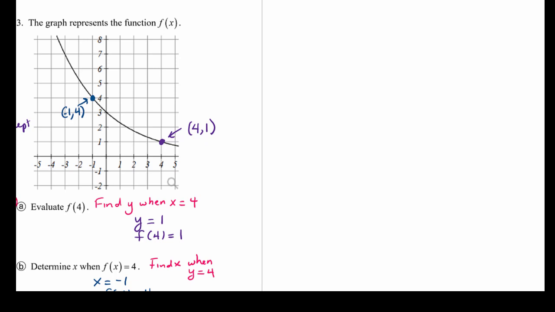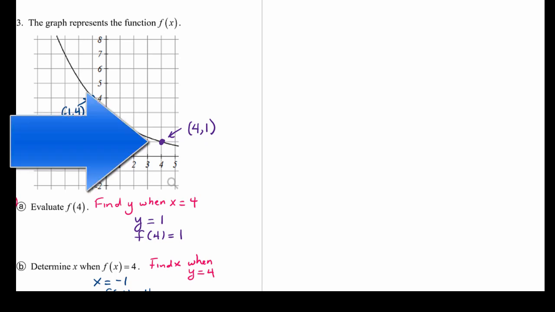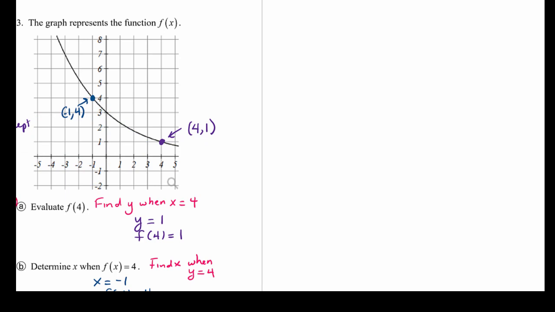Okay, so in part A, we are asked to evaluate f of 4, which basically means that when x is 4, what is y? I went up here to the exponential function. By the way, this is a decreasing exponential function. So we went up to the graph and we located where x was 4, and that's the purple point that I have here. And notice then that the y value is 1. So f of 4 is 1.